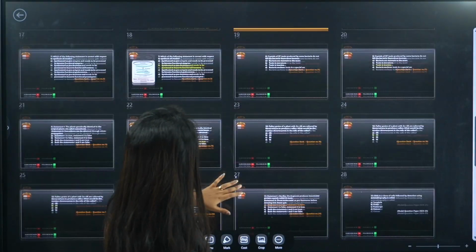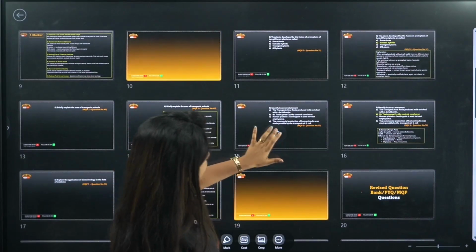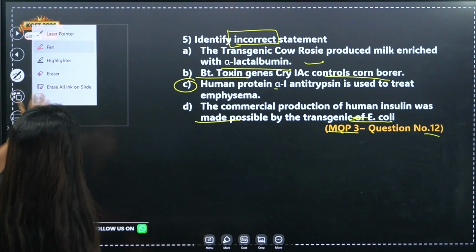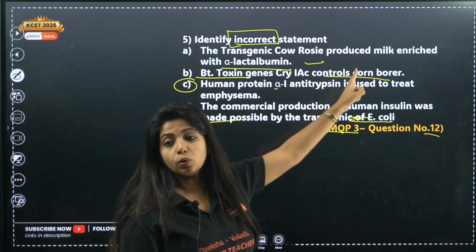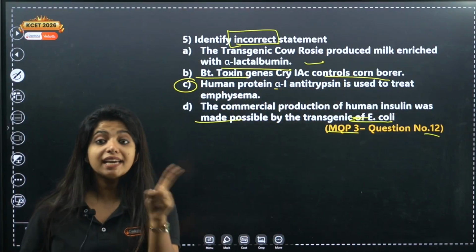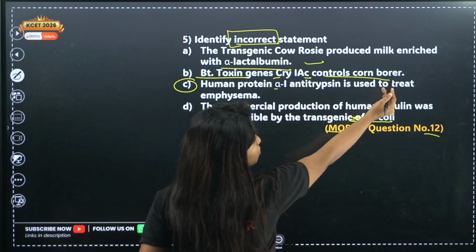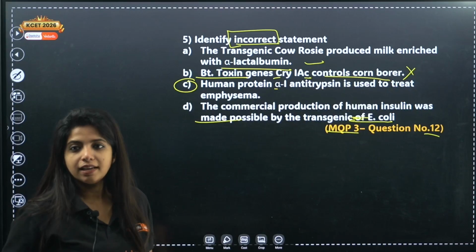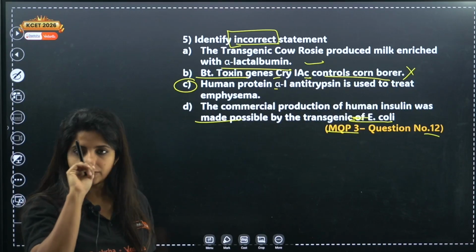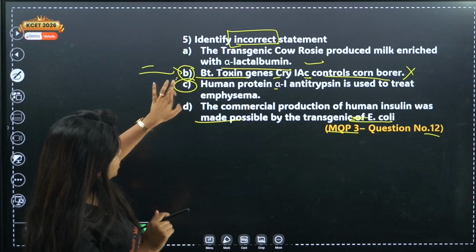So where were we? We were discussing somewhere over here. Yes. So, Bt toxin gene cry1Ac controls corn borers. Does 1Ac control corn borers? C and C. C should be there, right? So this is wrong. Okay, cry1Ac is for cotton bollworms. So this is the incorrect statement, but we are left with one more statement which we have not discussed.